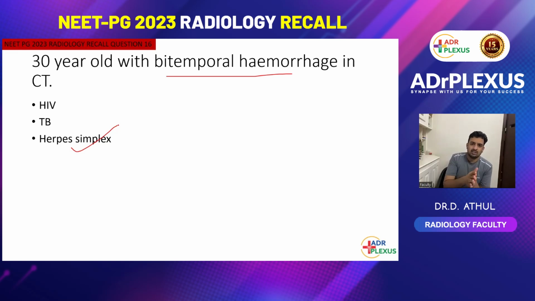I don't know whether the image was given. Some of the people were telling there was no image, only bitemporal hemorrhage in CT. So if you are seeing bitemporal hemorrhage in CT or MRI, always think in terms of herpes simplex virus encephalitis. So I think these are the 16 questions that were directly related to radiology. But I heard that many of the questions had clues like ground glass opacities in CT or some features in X-ray like that. So radiology is what I have to stress upon.